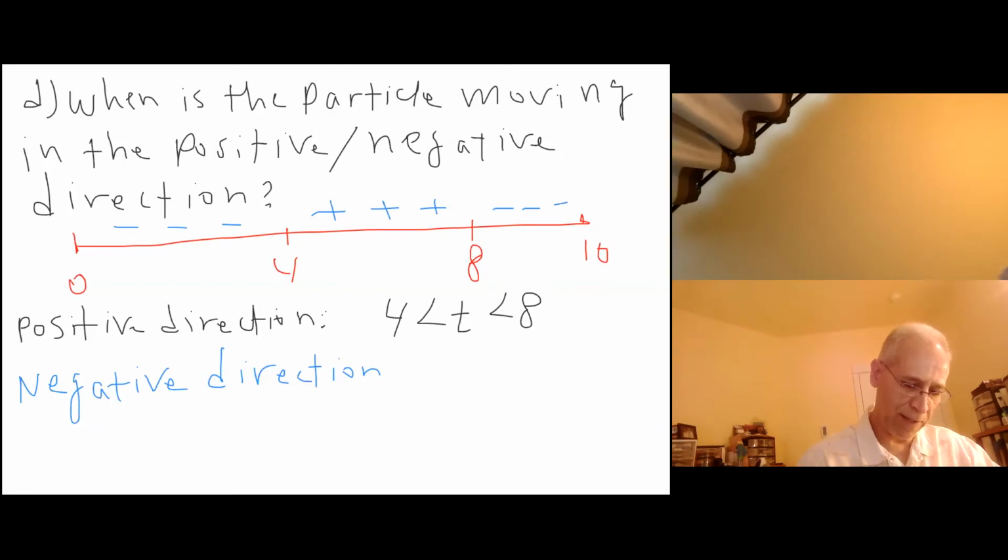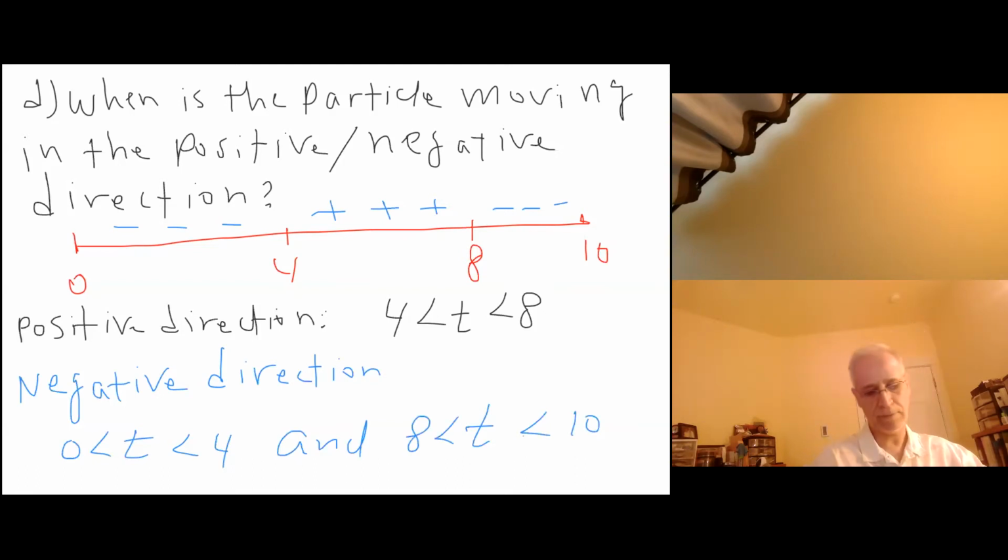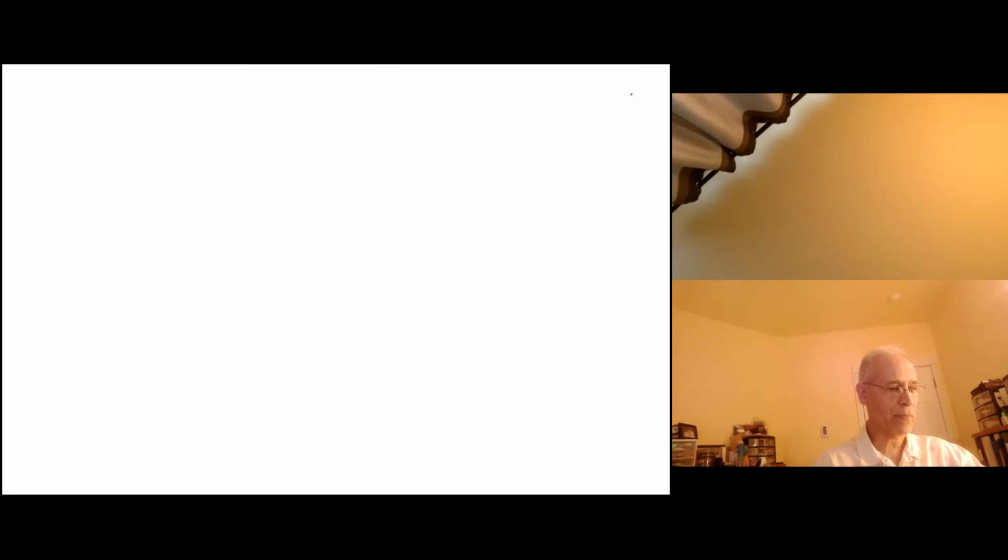For negative direction, t has to be between 0 and 4, and t has to be between 10 and 8. Okay. Going to the next page.